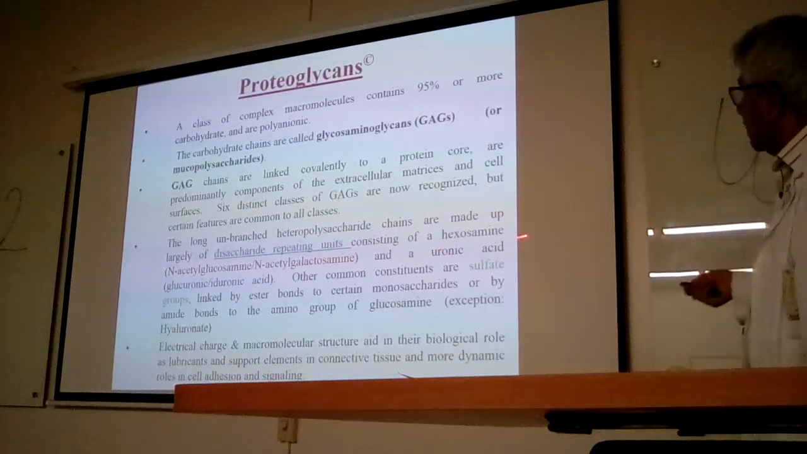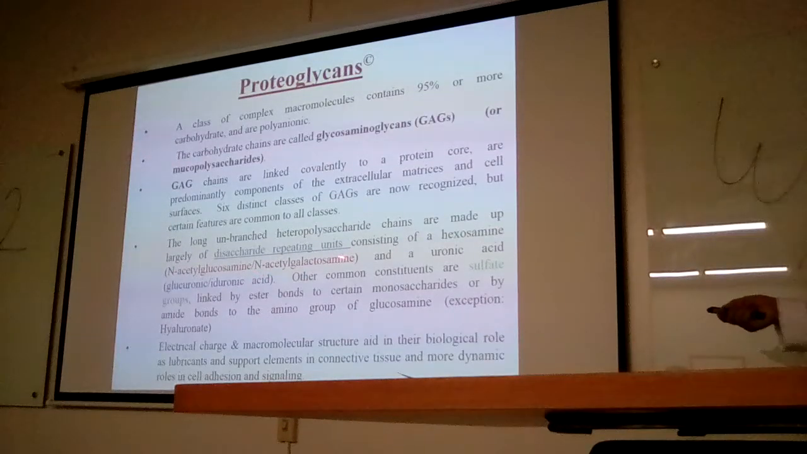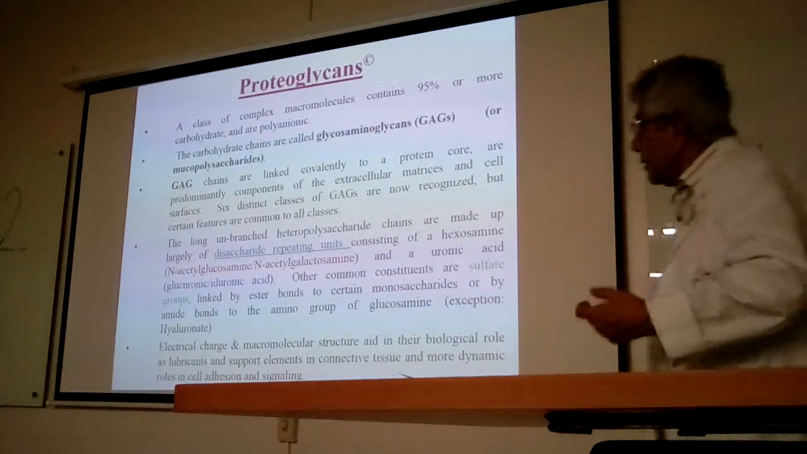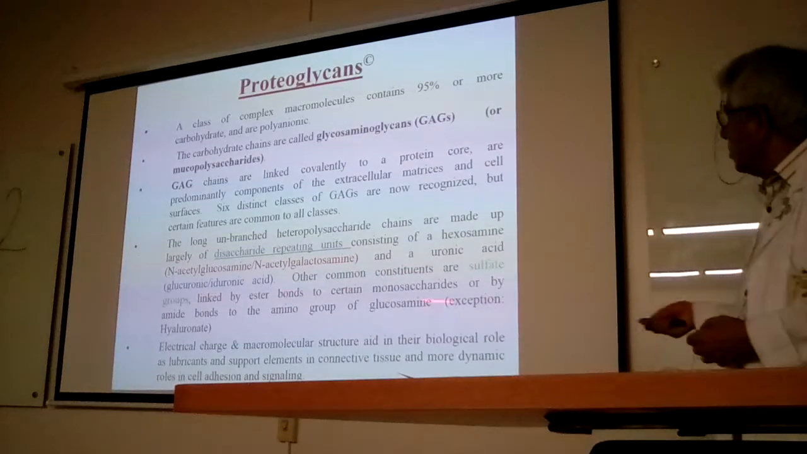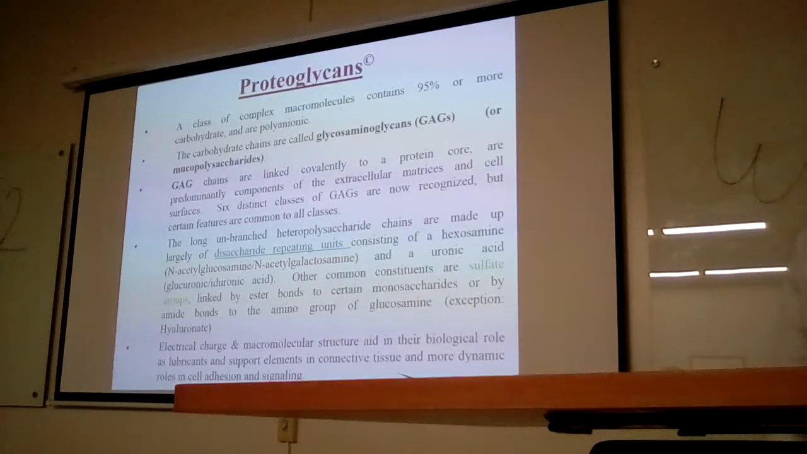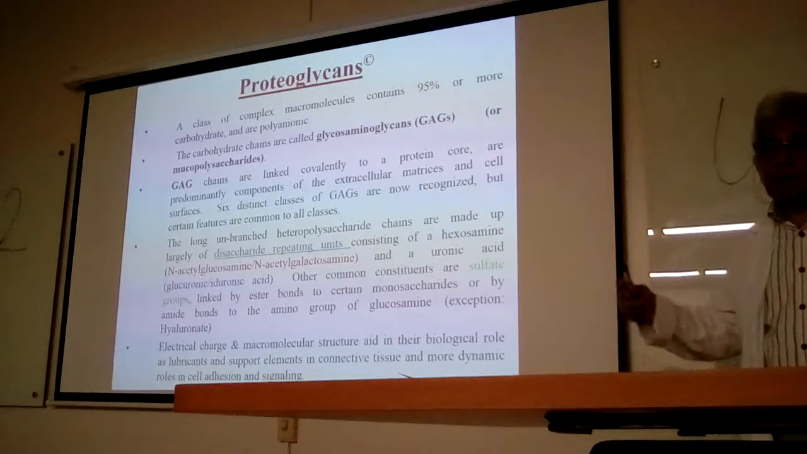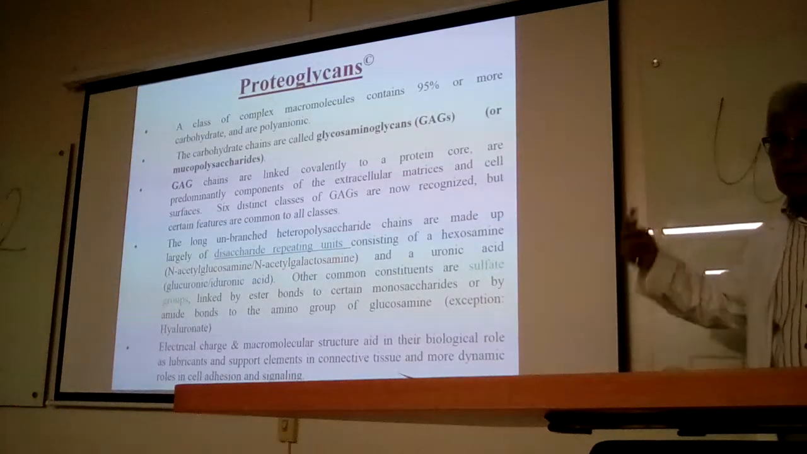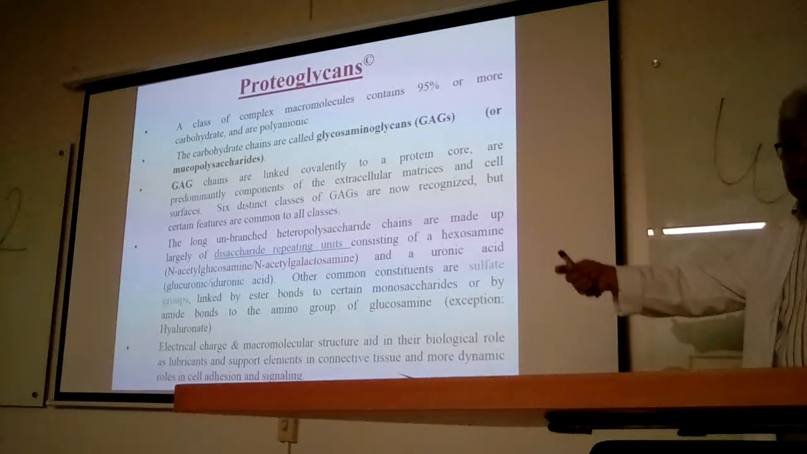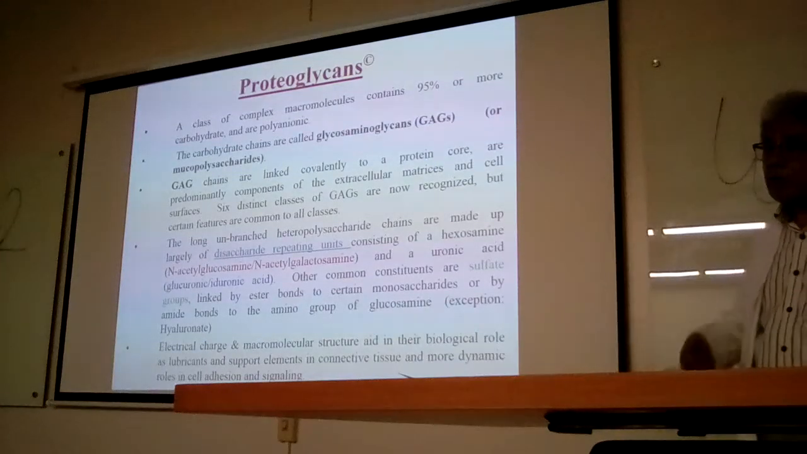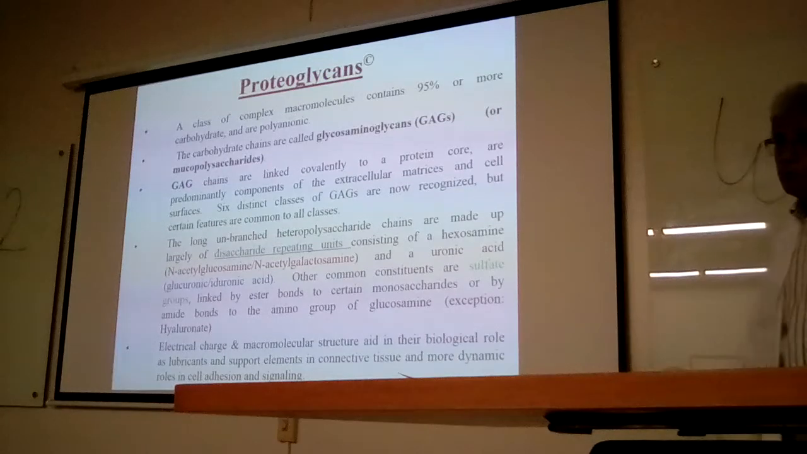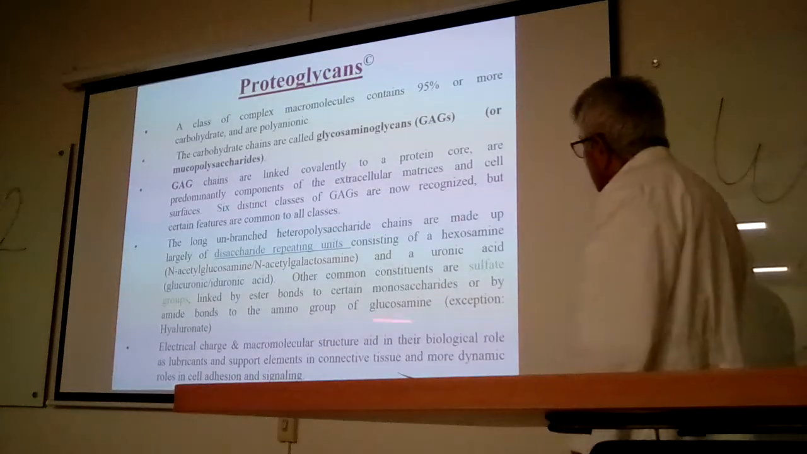One of the sugars will be a hexosamine, as I mentioned, N-acetylglucosamine or N-acetylgalactosamine, and the other one will be a uronic acid. It could be either glucuronic acid or its isomer, iduronic acid. The other common substituents are the sulfates. It could be O-sulfation, where the hydroxyl group is sulfated, or the amino group could be sulfated. All the sulfates are negatively charged. The uronic acid carboxylic group adds negative charge, and the sulfate adds more. That's why it's called a polyanion, with a lot of negative charge.